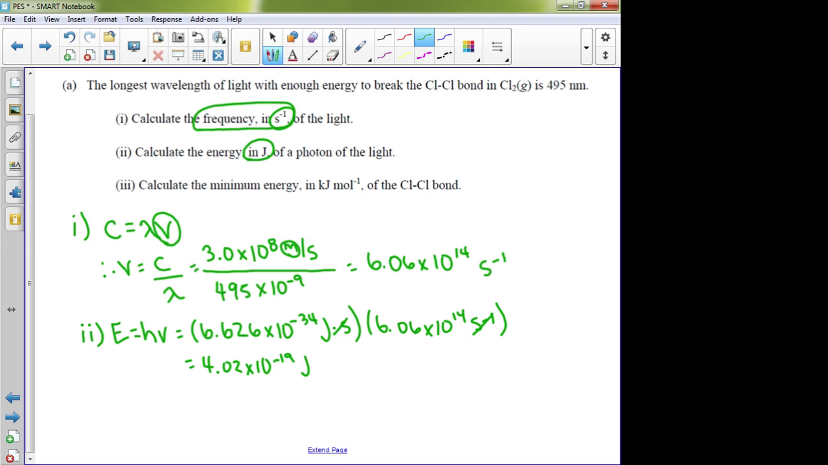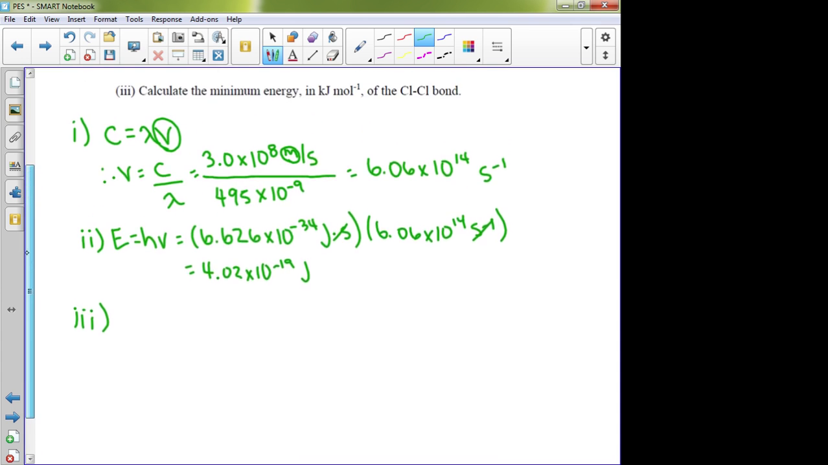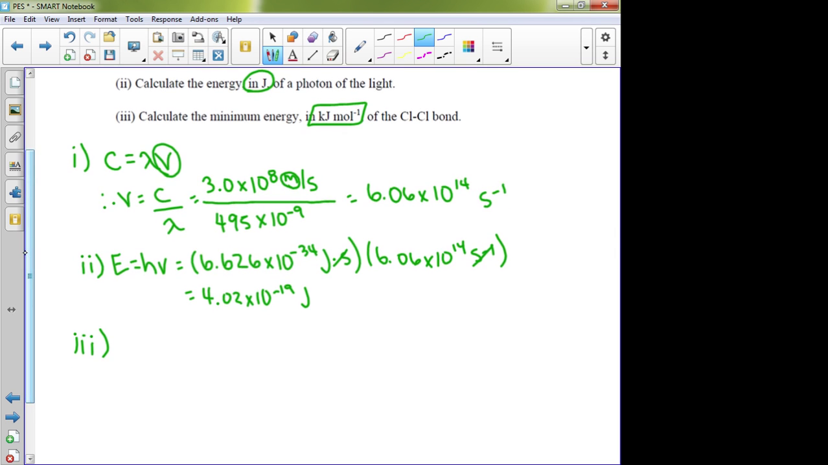All right. And then this last one, don't worry about this because we haven't gotten to this yet. I didn't realize it when I put it on your study guide, or I would have taken it off. It said, calculate the minimum energy in kilojoules per mole of the chlorine-chlorine bond. So what I'm wanting to know is how many kilojoules per mole.